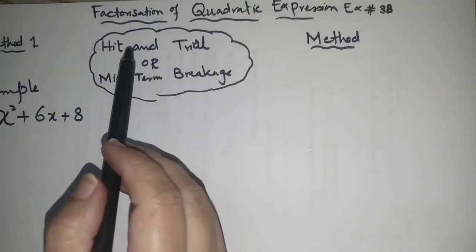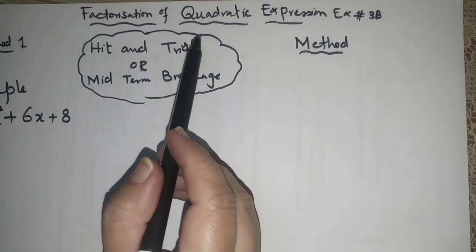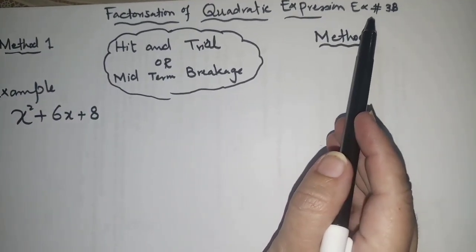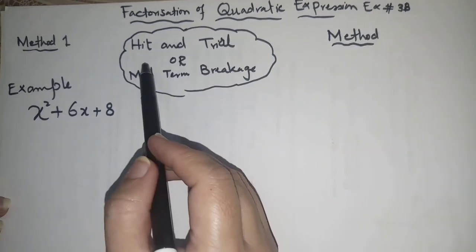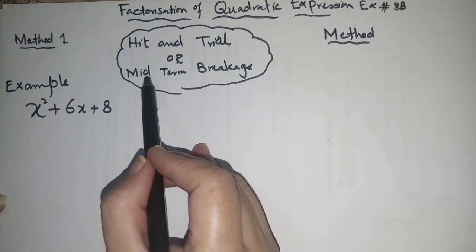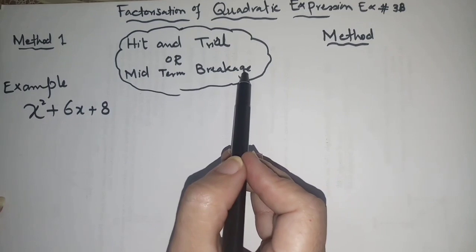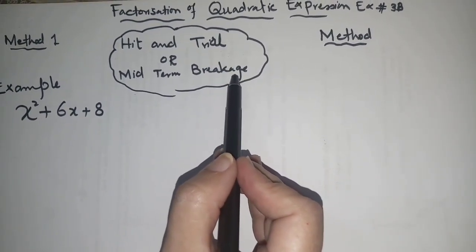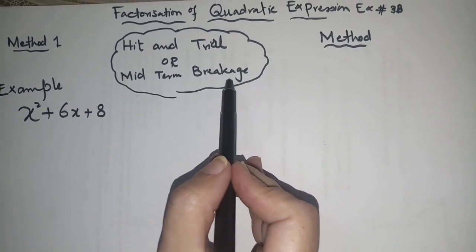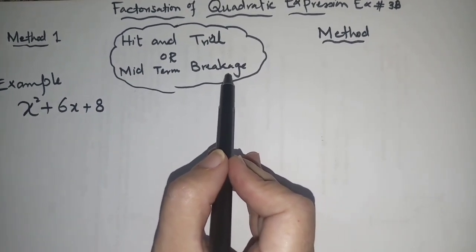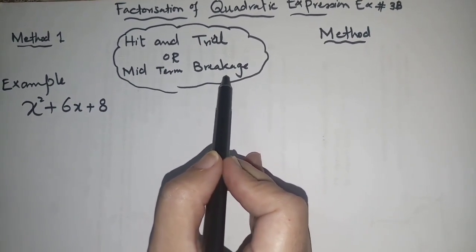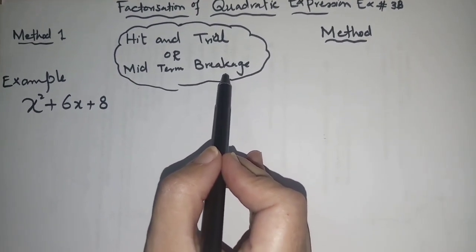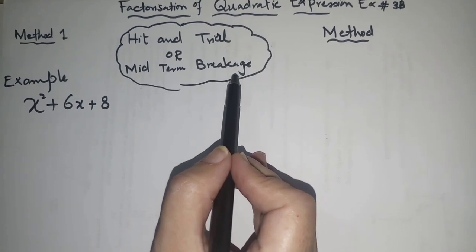This is my second video of factorization of quadratic expression, exercise 3B D2. In this video, I will be teaching you the hit and trial method or midterm breakage method. This video will be useful for D2 and D3 chapter number 1, so both students have to watch this video carefully. During the video, I will tell you why this method is called hit and trial or midterm breakage method. Let's move to the method.